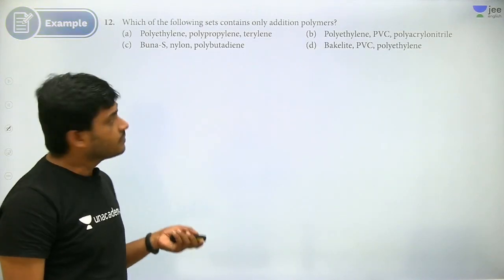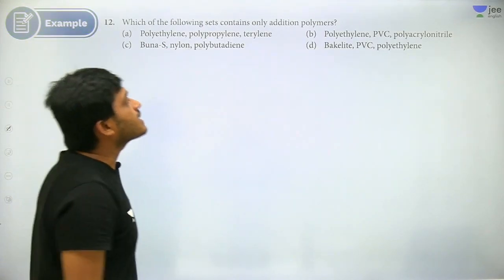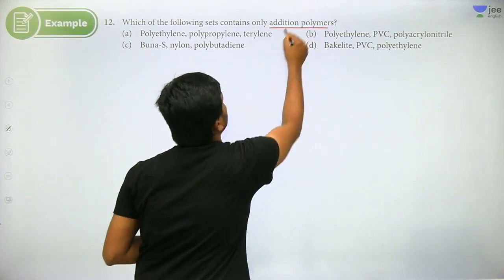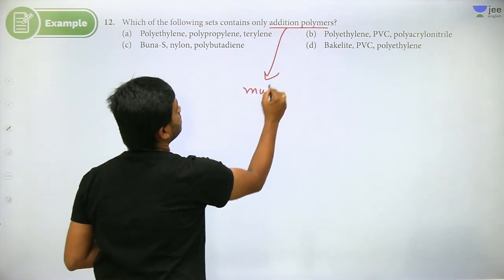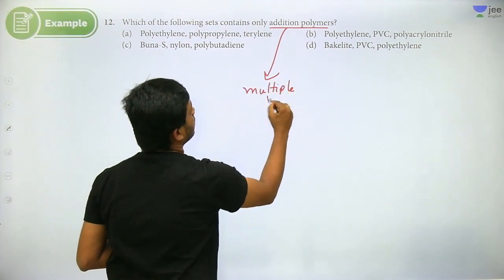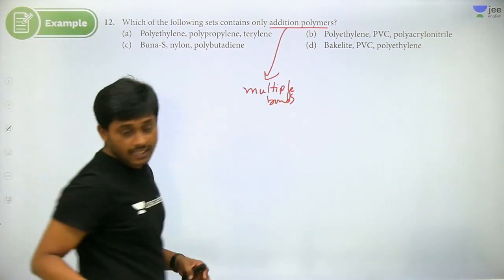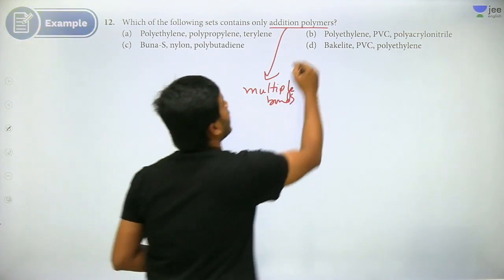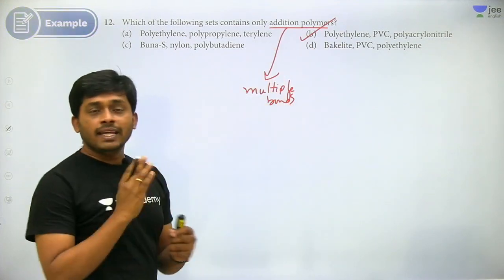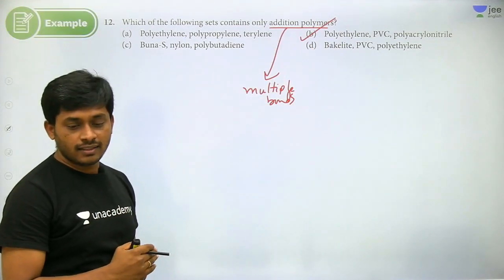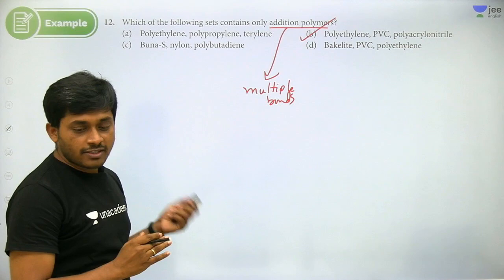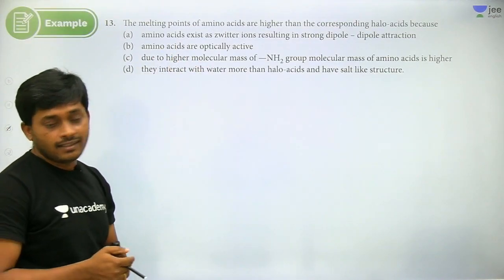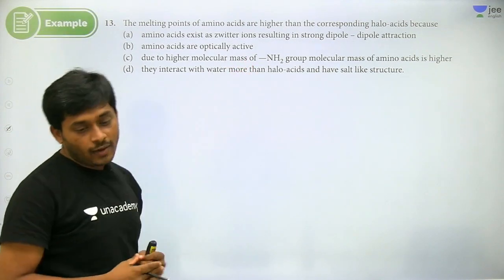Next question. Which of the following sets contains only addition polymers? Addition polymer means multiple bonds. If multiple bonds are present, if double bond is present, this can be addition polymer. Right?